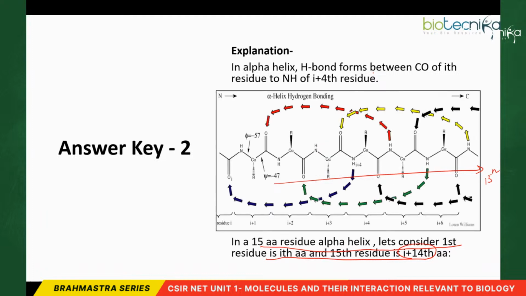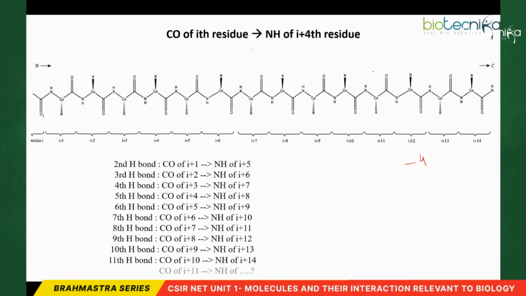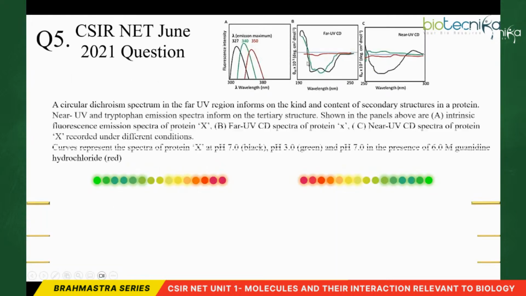Okay, the next question is from June 2021 again. This is regarding CD spectra in the far UV region. We know that these tell us about the secondary structures in the protein. It informs on the kind of secondary structures in protein. Near UV CD and tryptophan emission spectra will tell us about the tertiary structure, whereas far UV CD will tell us about secondary structure.